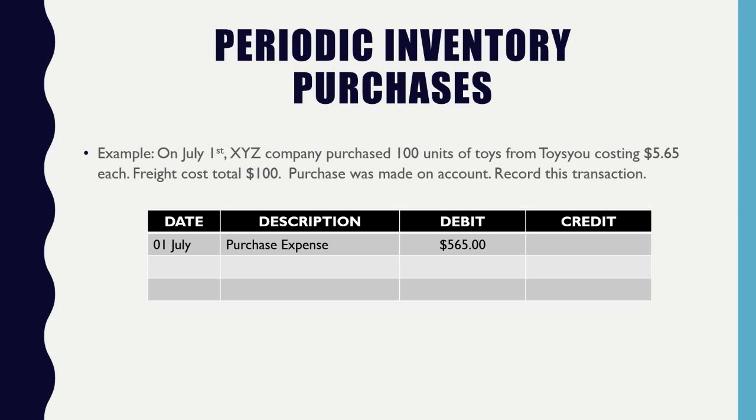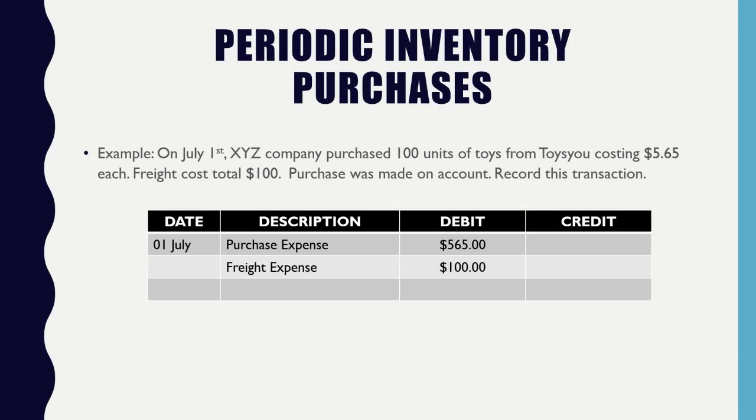So here we recognize that purchase expense. Purchase expense is going to be whatever you paid for. It's going to be the cost of the item, its selling price to you, right? So in this case, my cost was $5.65 multiplied by the 100 items I purchased, right? Gives me a grand total of $565.